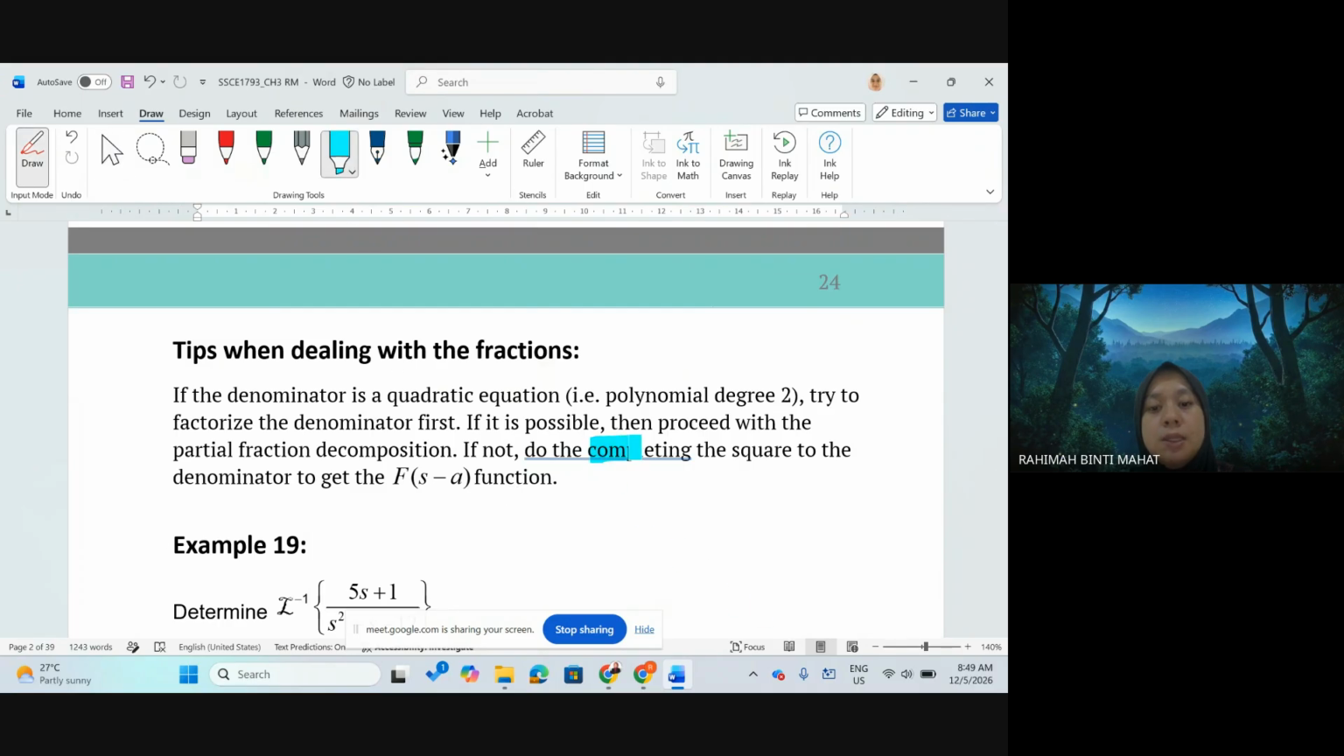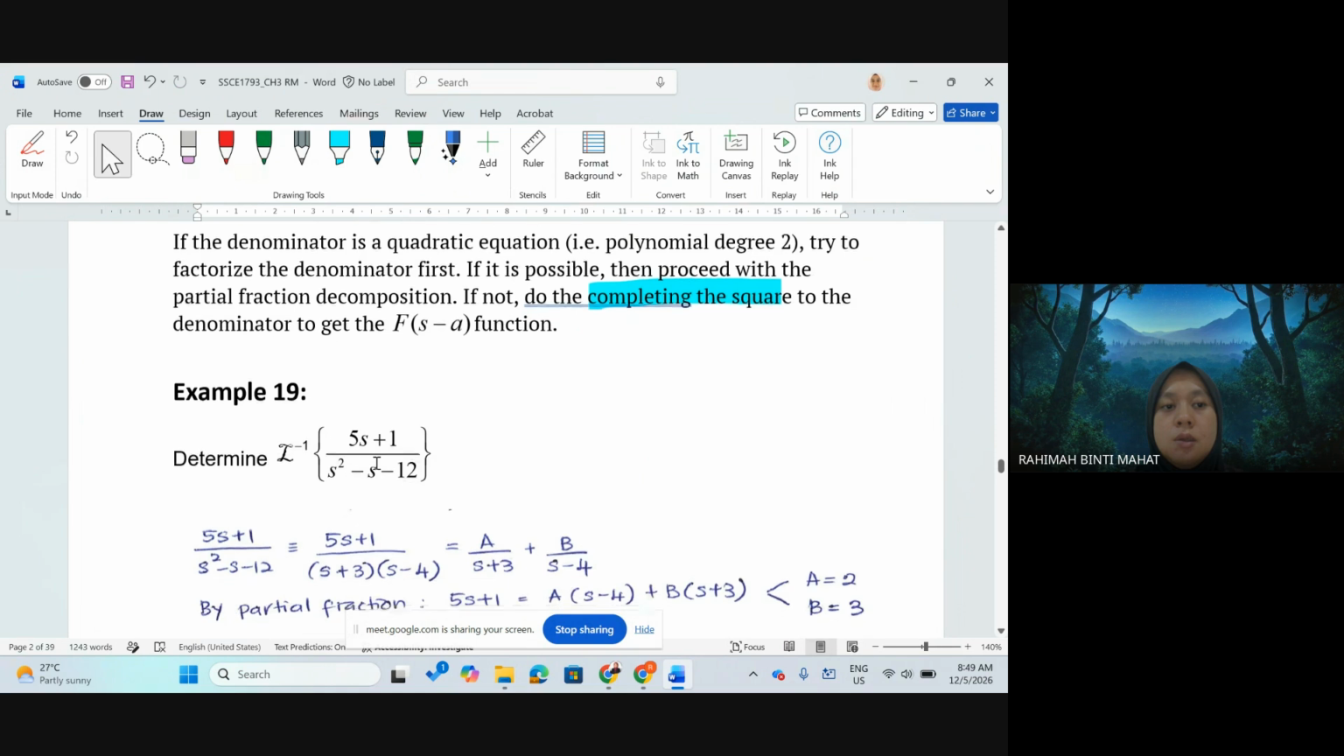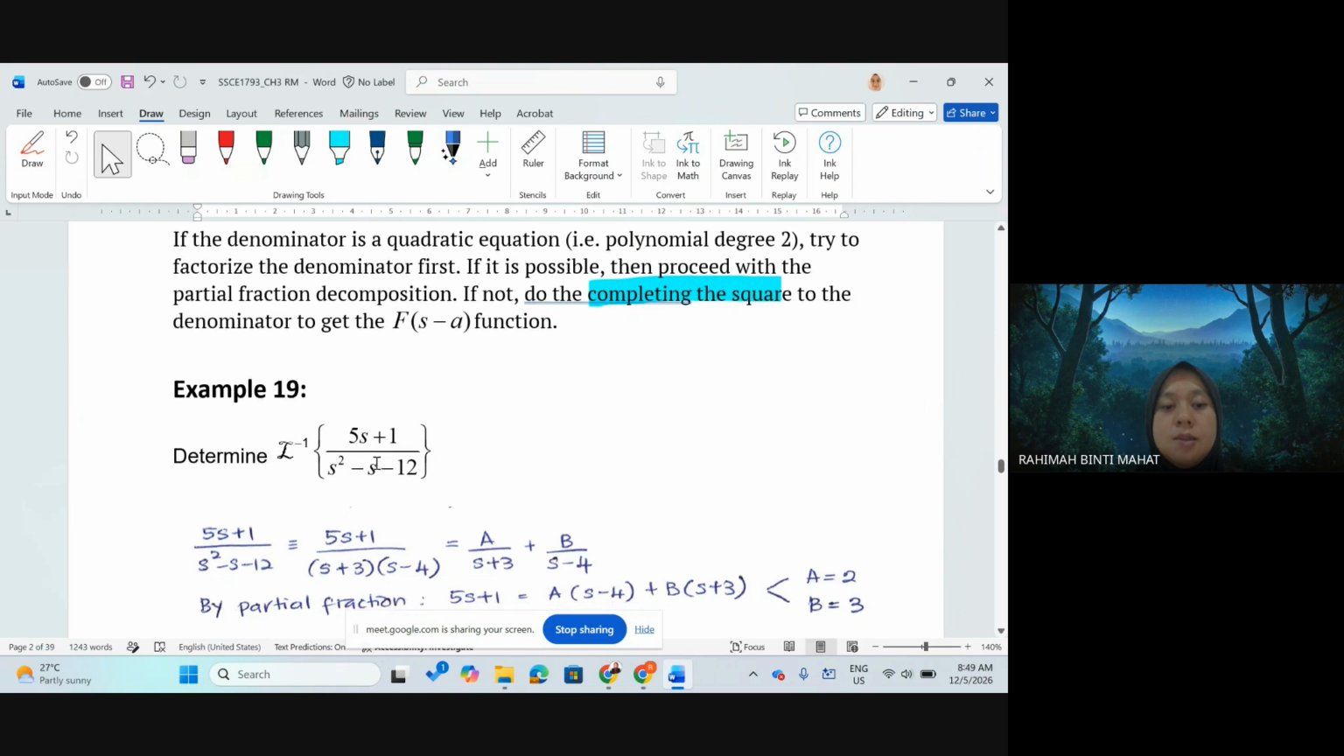This is what I mentioned to you yesterday, that you need to study first. If you have not memorized how to do the method, you need to Google first, study first about completing the square. Okay. So this is the example. We go to the next one.